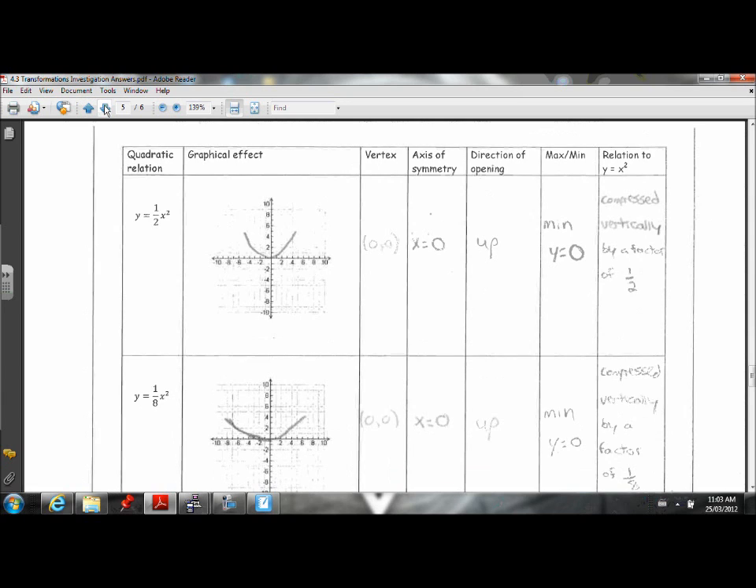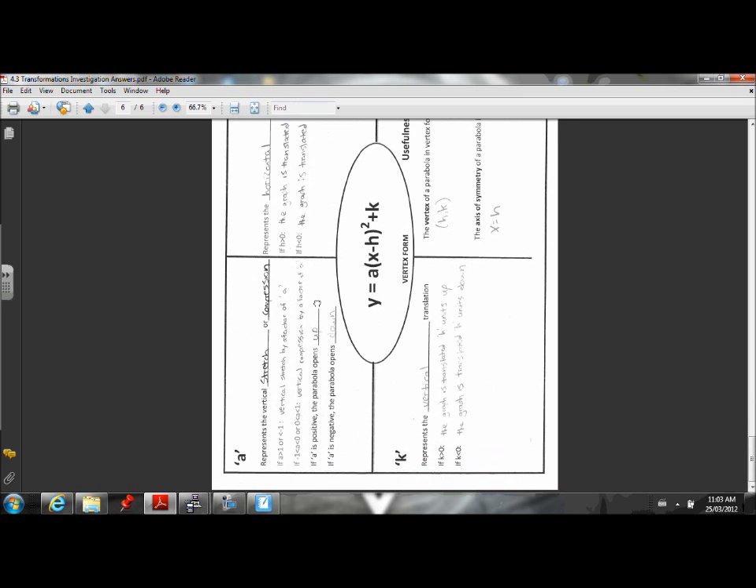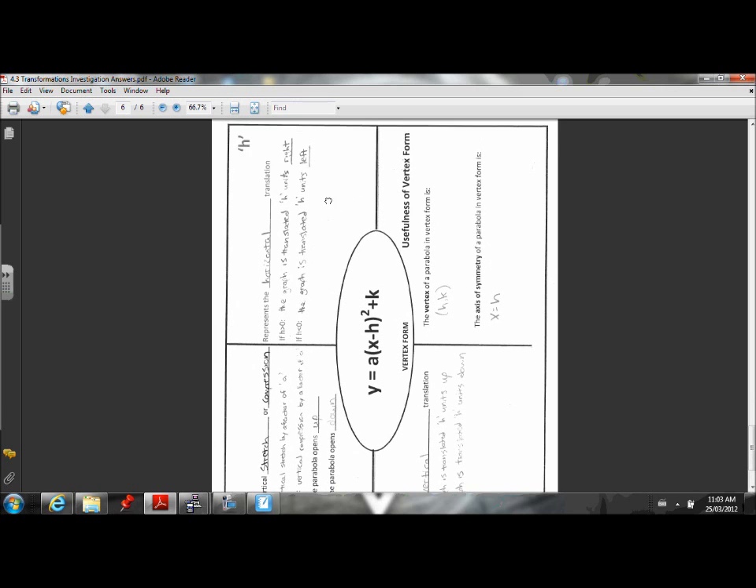Also what you'll need is this placemat here. I'll try and zoom out so you can see it better. You will need this placemat where we will collect all of our ideas into one single area, and it'll be a nice reference for you when we're working with quadratics in vertex form. Okay, so make sure you have that with you while you're following along with this lesson.